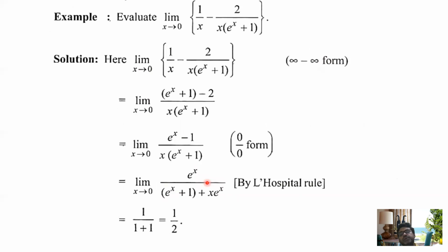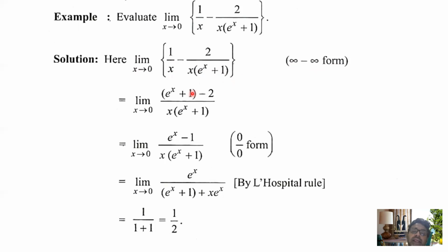Another example from infinity minus infinity, that is, evaluate. These are the possible examples and as well as most important examples for you. Limit x tends to 0 of 1 by x minus 2 by x into e to the power x plus 1. Just substitute the value: that is 1 by 0, infinity; 2 by 0, that is infinity. So infinity minus infinity form. If I have an infinity minus infinity form, first you have to transform it as a 0 by 0 form.